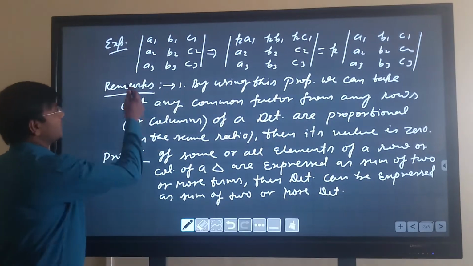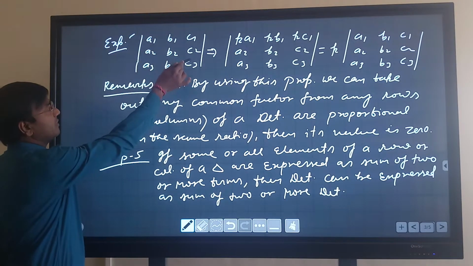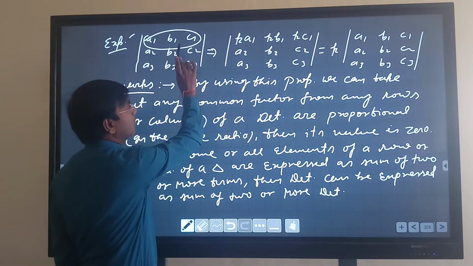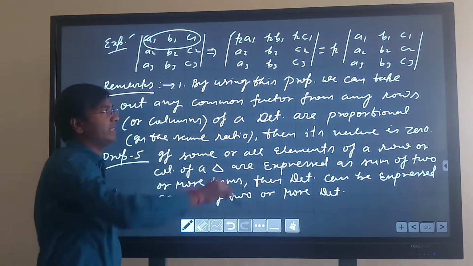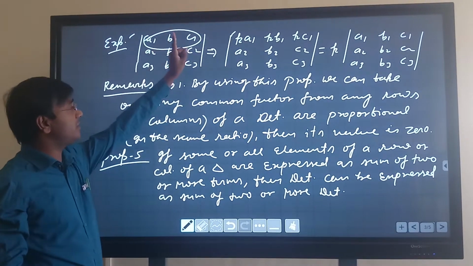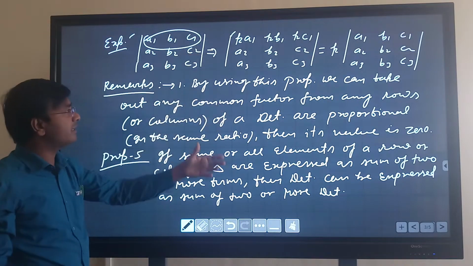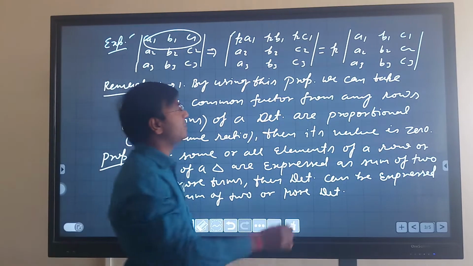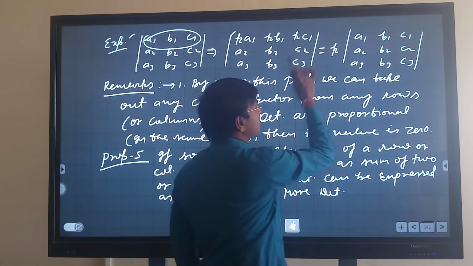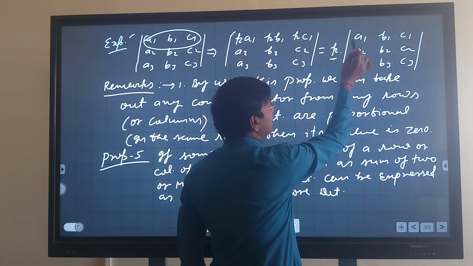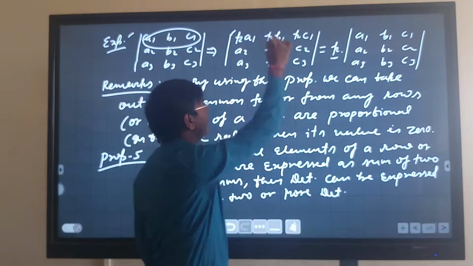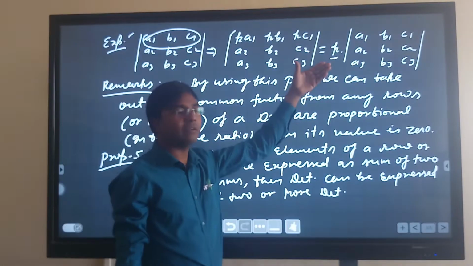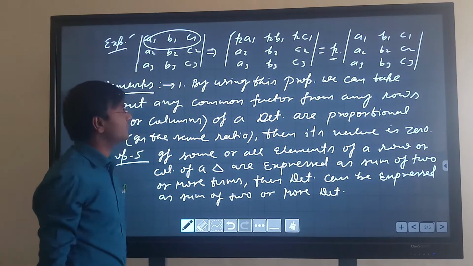Suppose this is the given determinant a1 b1 c1 and so on. Now we are multiplying this row by k: ka1, kb1, kc1. That is, row 1 is multiplied by the constant k. After simplifying, you can expand this and get the result. The value will be equal to k times the entire determinant a1, b1, c1 and so on. If you solve all the determinants, you will get the same result.